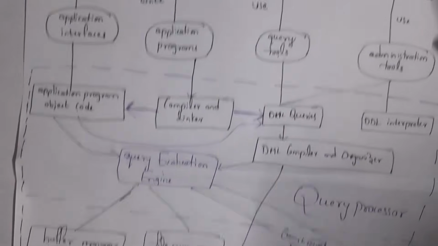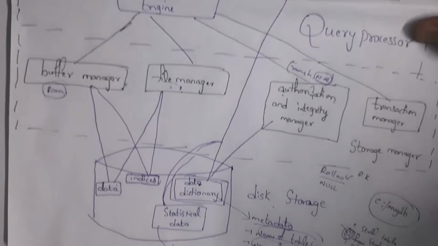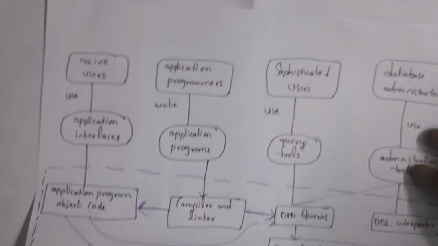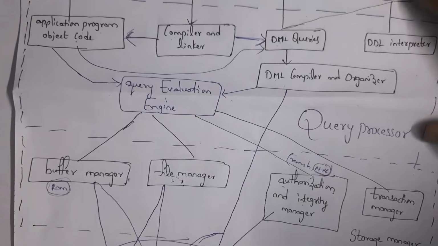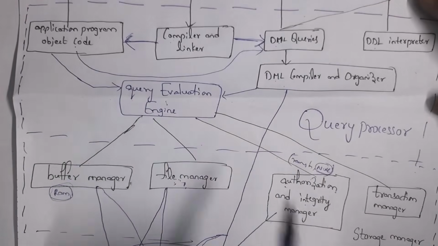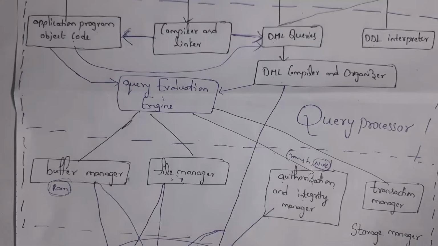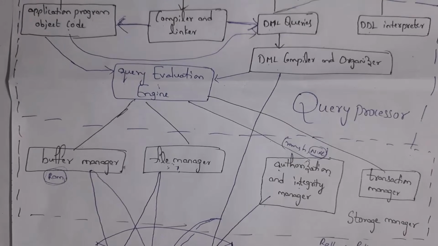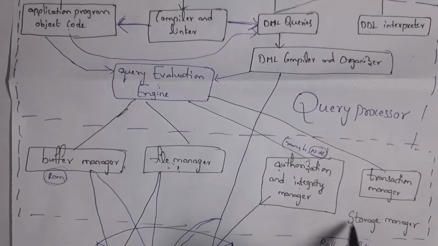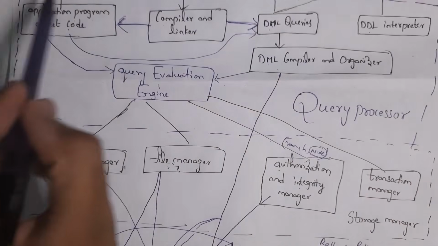This is all about database system architecture. Guys, these query processor components and storage manager components are important. The storage manager acts as a middle layer between the query processor and disk storage. The storage manager takes requests from the user and then provides responses to users. Guys, in the exam you may get a separate question like explain query processor components or explain storage manager components. Then you need to explain all these components.